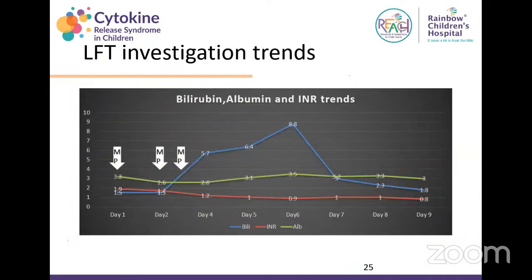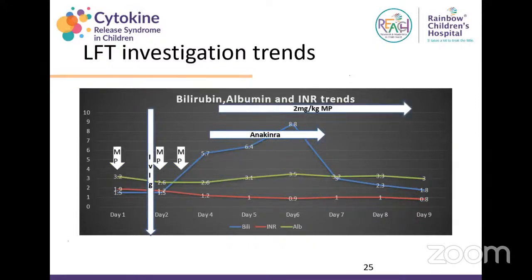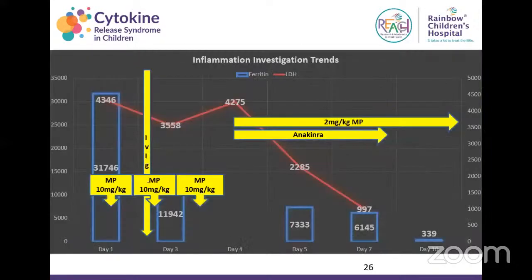The bilirubin trends, as you can see, reached a maximum of 8.8 by day 6. Day 4 is when we saw this sharp rise in bilirubin to 5.7, at which point he had already received the methylprednisolone and IV immunoglobulin, and he was initiated on anakinra at this point in time. After 3 days, we noticed that the bilirubin had started coming down.